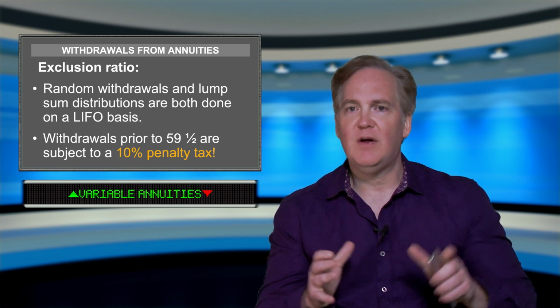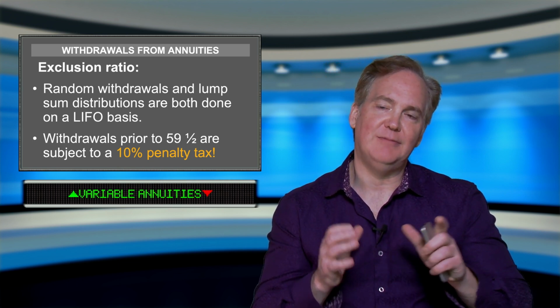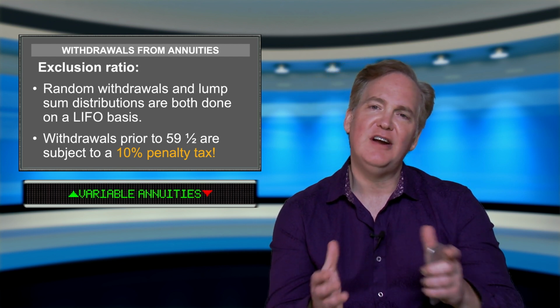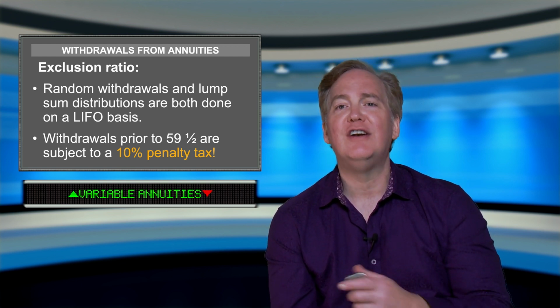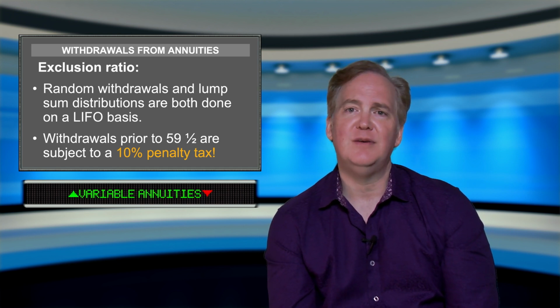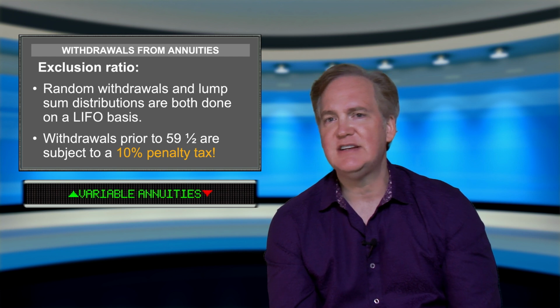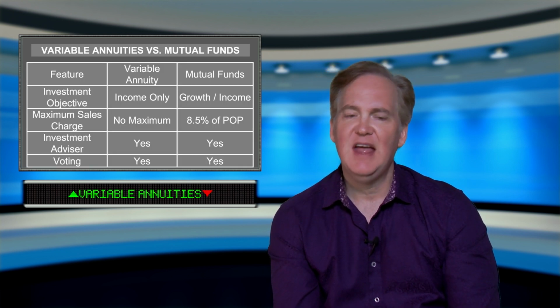Variable annuities are non-qualified plans, meaning they do not qualify for pre-tax contributions. Variable annuity contracts are not subject to required minimum distributions or RMDs like IRAs and other accounts.